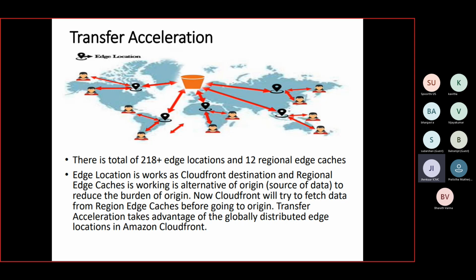So here we can achieve 50 to 500 percent improvement, or a faster mechanism, compared to our traditional way of uploading our objects. Okay. Now we have something called edge locations. Edge locations are nothing but, okay. So let's say we have some regions, right?